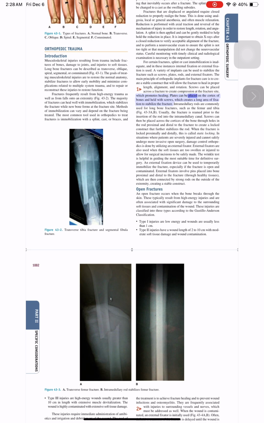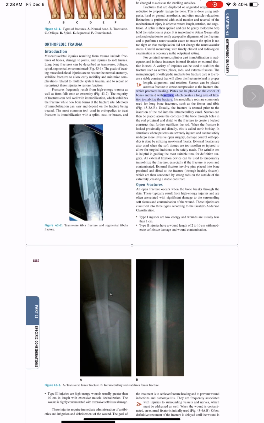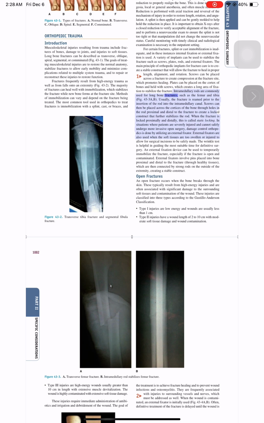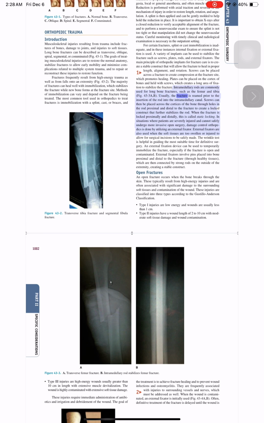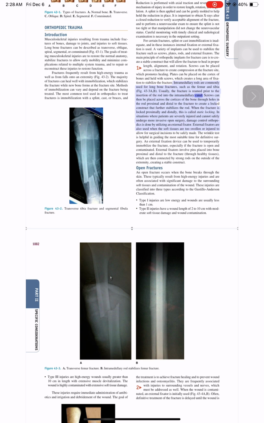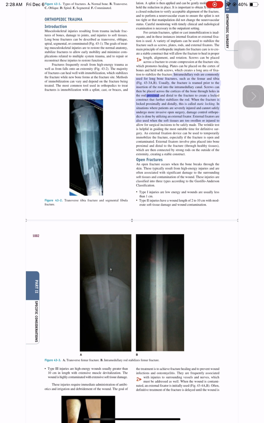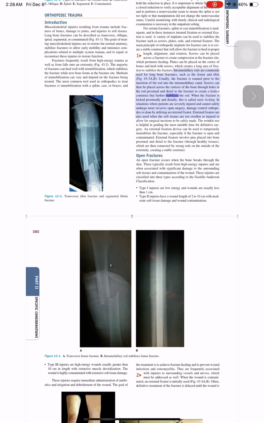Plates can be placed on the cortex of bones and held with screws, which creates a long area of fixation to stabilize the fracture. Intramedullary rods are commonly used for long bone fractures, such as the femur and tibia, Figure 43-3. The fracture is reamed prior to the insertion of the rod into the intramedullary canal. Screws can be placed across the cortices of the bone through holes in the rod proximal and distal to the fracture to create a locked construct that further stabilizes the rod.